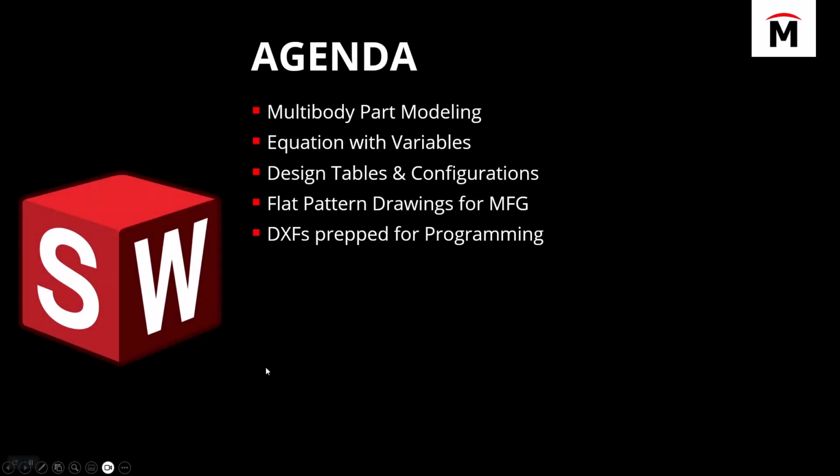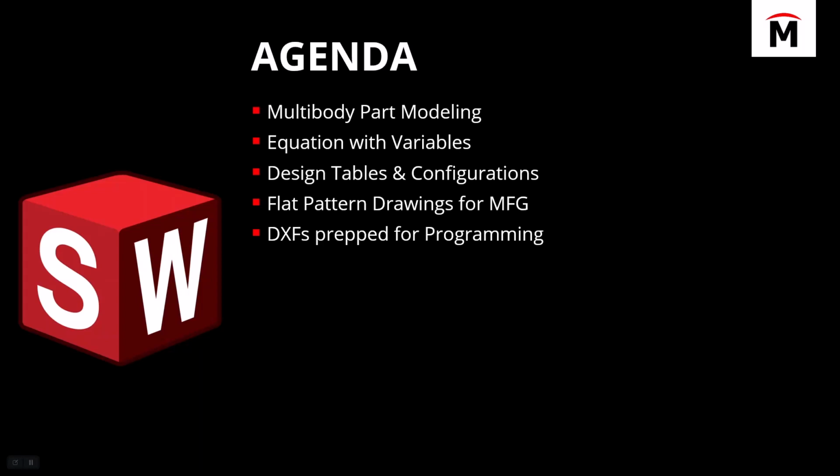Well, to handle those challenges, I'm going to be covering 5 major topics today. Those topics are going to be what we call multi-body part modeling, which is going to give us the ability to actually build intelligence between the components that are going to go together. We're going to look at tackling equations with variables. From there, we want to set up multiple variations of our design. And to do that, I'm going to use an Excel-based design table.